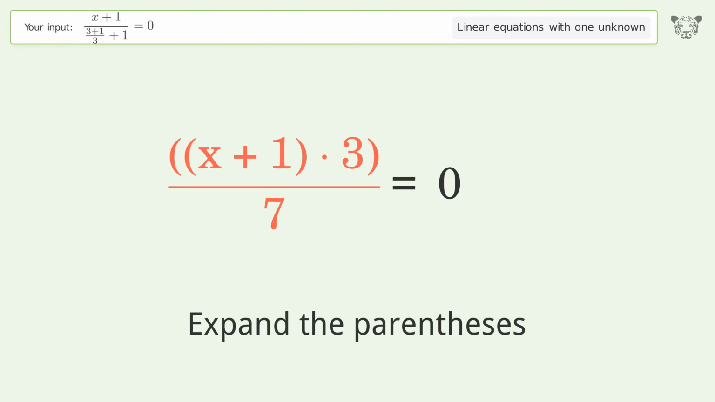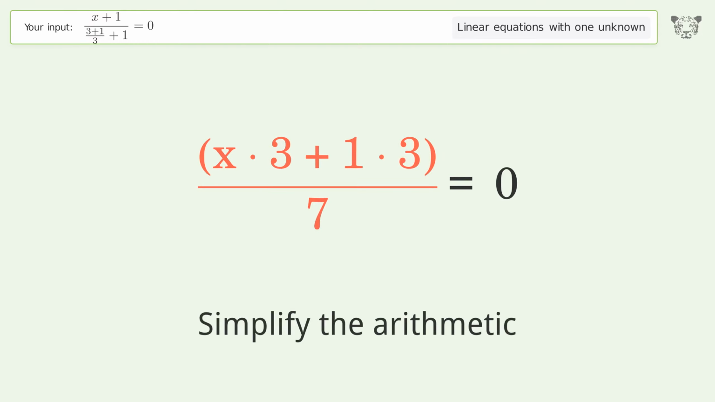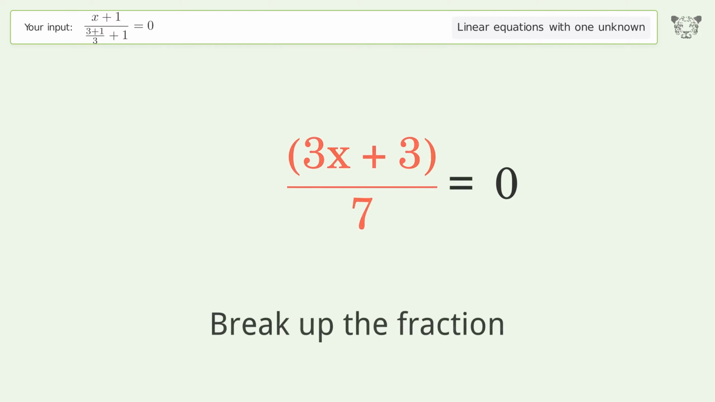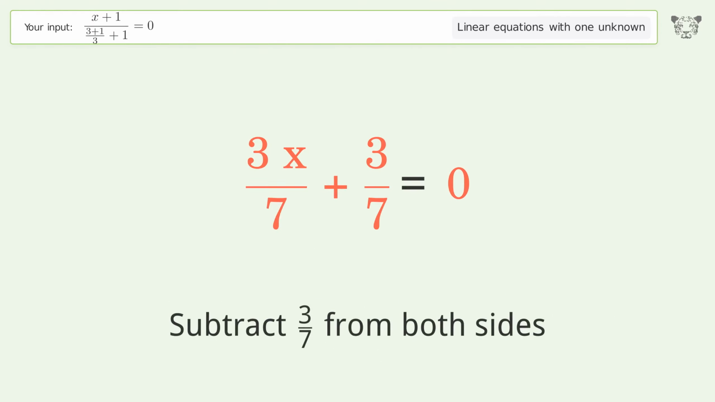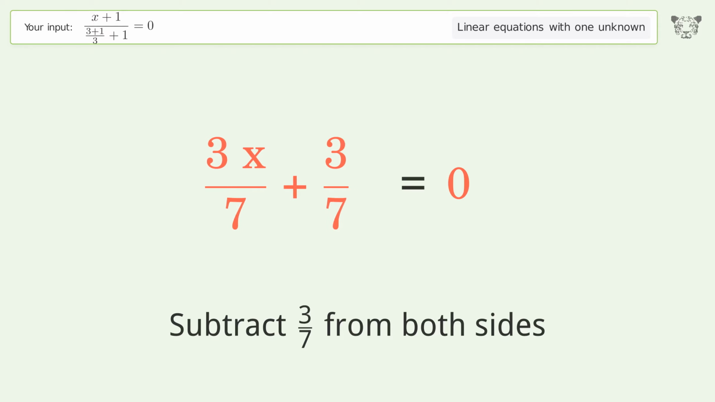Expand the parentheses. Simplify the arithmetic. Break up the fraction. Group all constants on the right side of the equation. Subtract 3/7 from both sides.